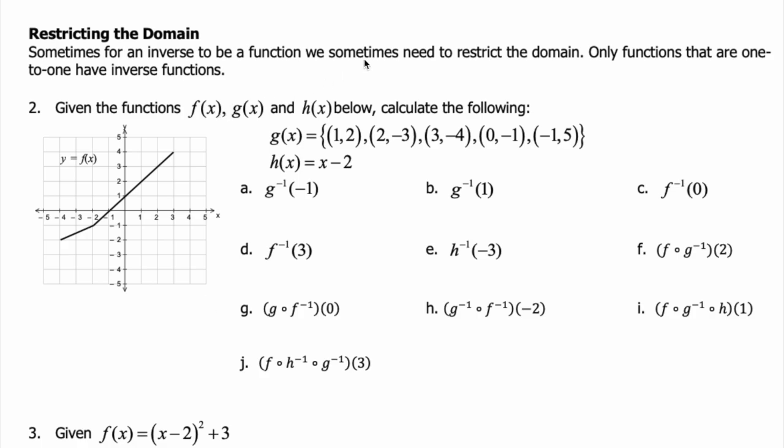Sometimes we want an inverse to be a function, so we sometimes restrict the domain. Let's look at this first. g inverse of negative 1: this is like asking, what is the x value when the y value is negative 1 in the g function? Here we have g of 0 equals negative 1. That means g inverse of negative 1 equals 0. And over here, g inverse of 1. Well, there is no 1 in g, so this is undefined.